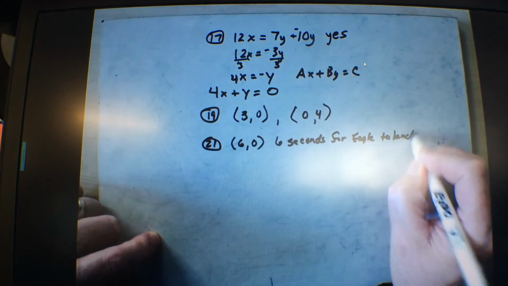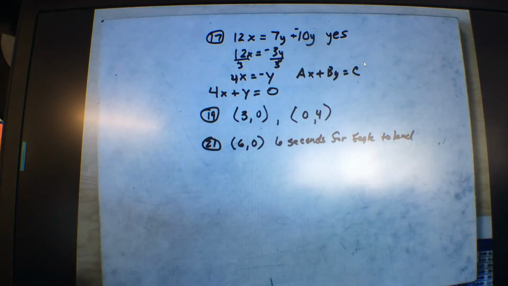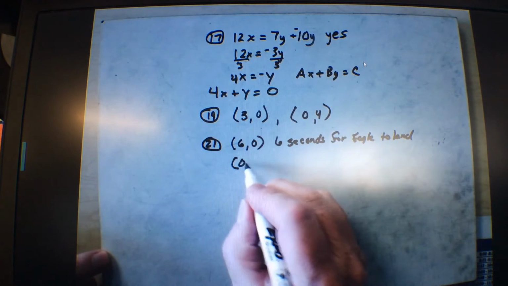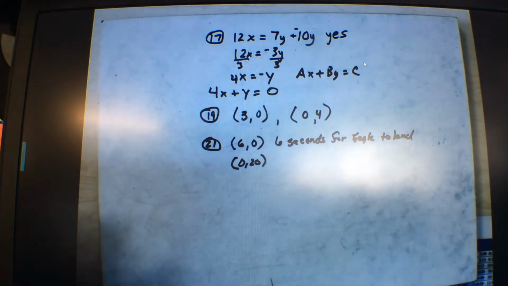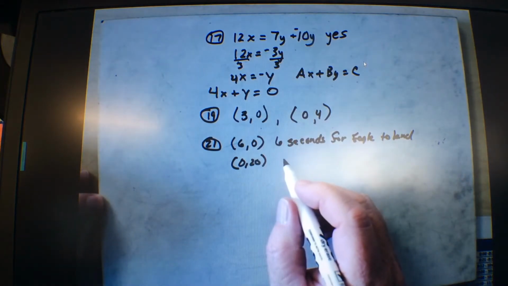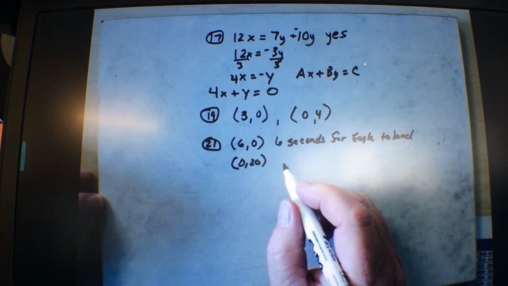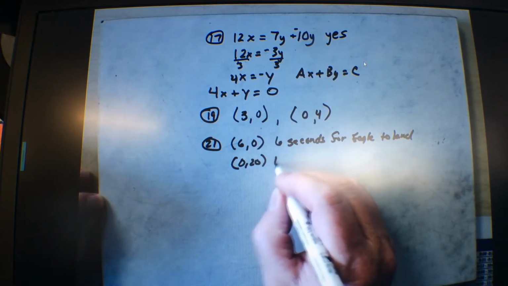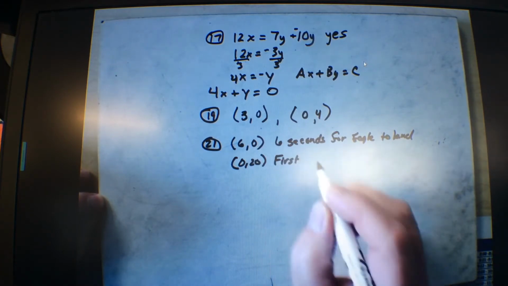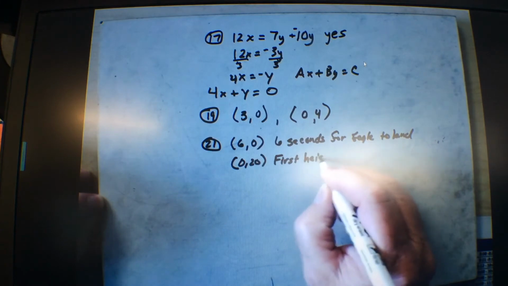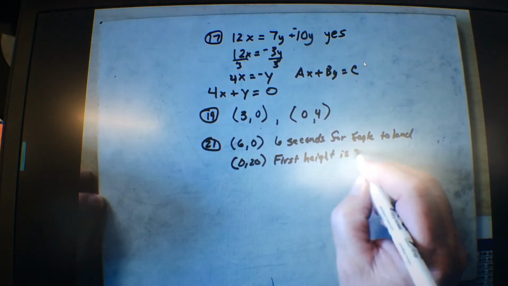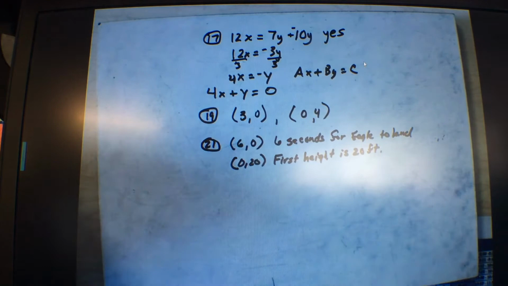All right, now what's the y-intercept? Jackson, what's the y-intercept? 0, 20. Very good, Jackson. Okay, what does that mean? That it's 20 feet. He came from 20 feet, right? So the initial height, the first height, I'm going to say first because I don't know if you understand initial. The first height is 20 feet.